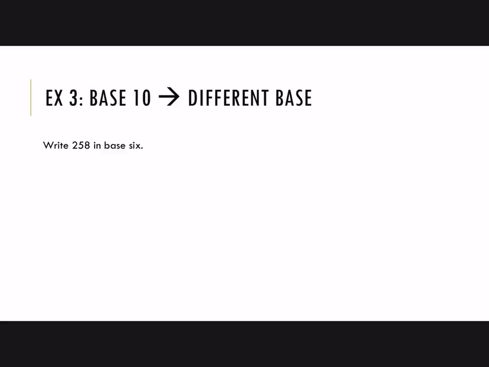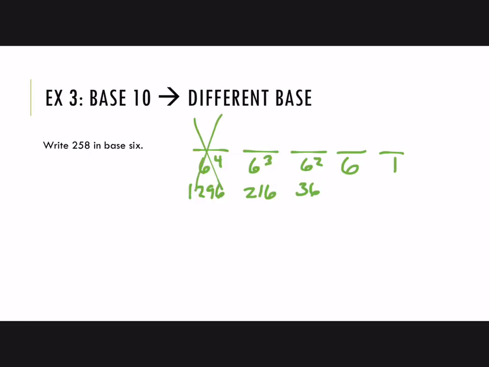All right, a third example. Write 258 in base 6. So using the first method, base 6, we have 1s, 6s, 6 squared is 36, 6 cubed is 216, and 6 to the 4th is 1296, and that's higher than 258, so we'll stop there, and this is going to be a 4-digit number.